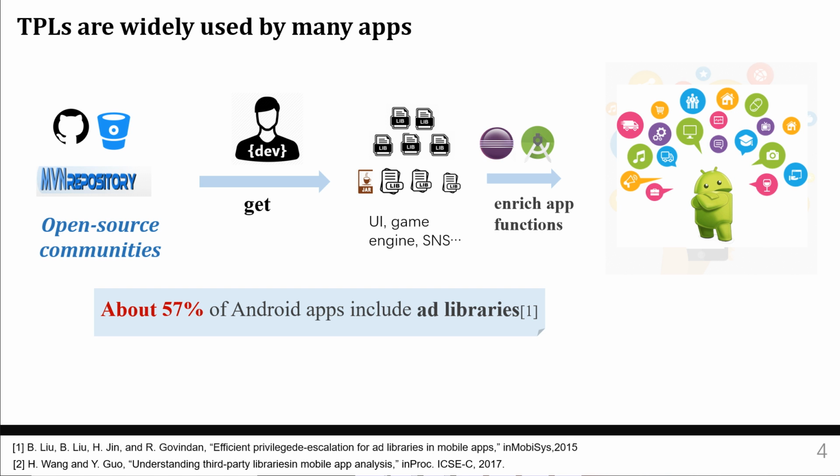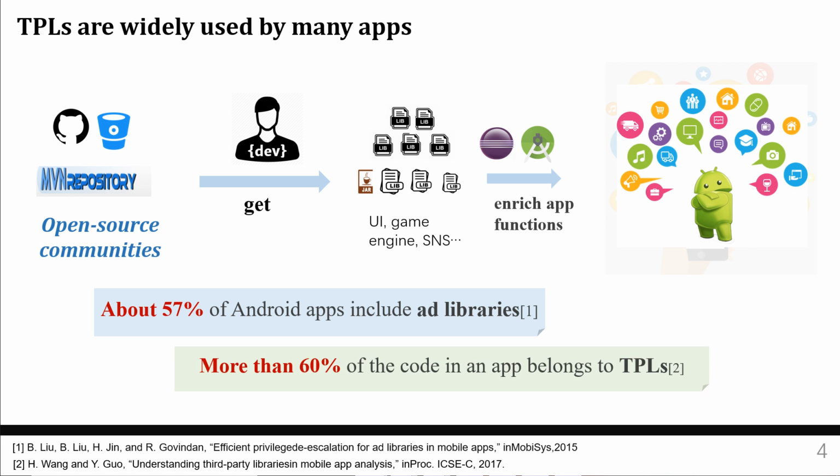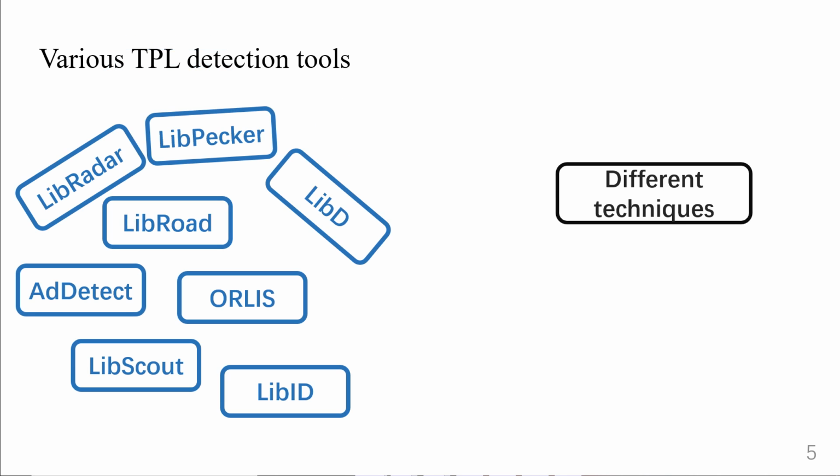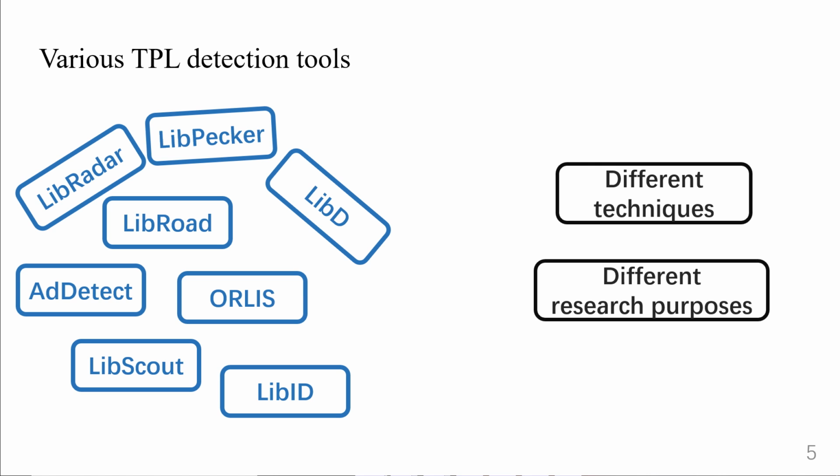According to previous research, about 57% of Android apps include AD libraries, and more than 60% of the code in an app belongs to third-party libraries. Besides, we also found that there are various TPL detection tools, and they have different technologies and focus on different research purposes.